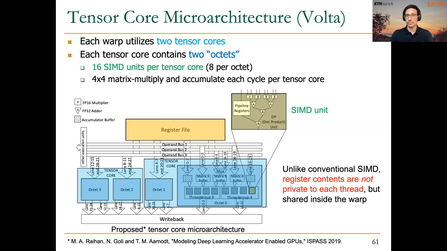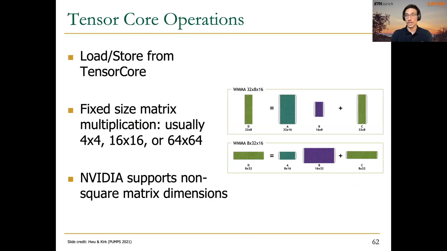So let's take a quick look at how to use these tensor cores and how to program them. There are ways of loading and storing matrices that reside in global memory or in shared memory into the registers that are going to be used by the tensor cores. The size of these submatrices is not arbitrary. There are some sizes that are supported by the hardware.